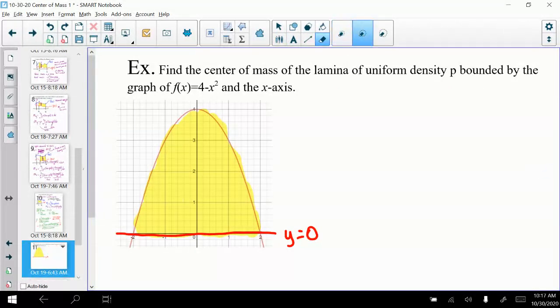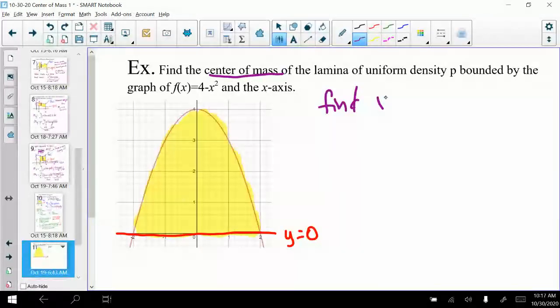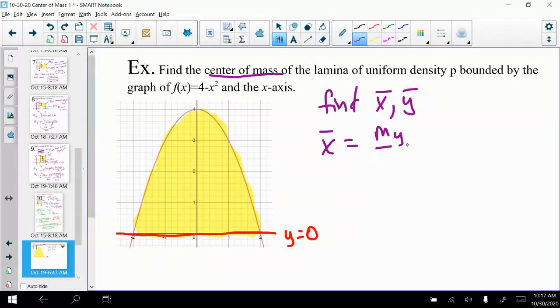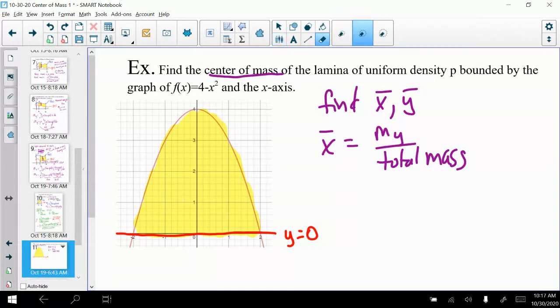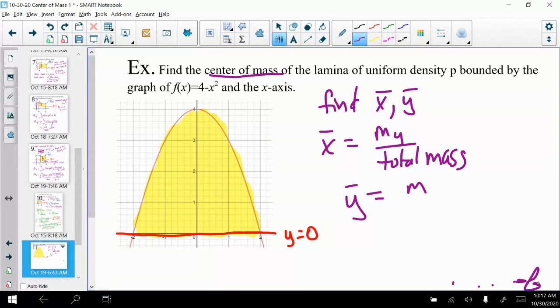Now that you're done pausing and trying this, let's look at it. So I want the center of mass. So they're saying find x bar, y bar, okay? X bar is the moment about y over our total mass, okay? And we know total mass is rho, which for some reason I fought with it and couldn't get it to render, so I just left it as P. Rho times our area. Our y bar is our moment about x over our total mass.